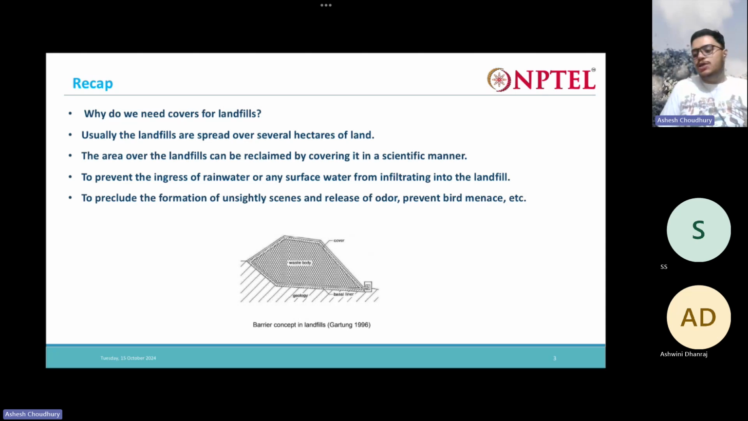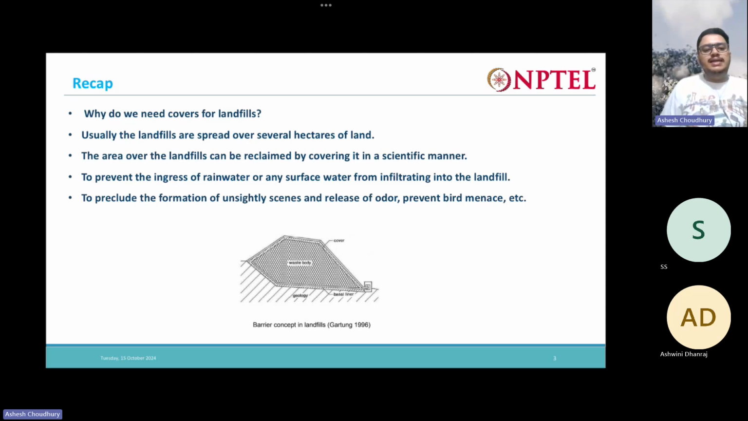Say you have constructed a landfill, and you have dumped waste over the years and now the landfill is completely full. Now how do we use that area again? What we can do is cover it with a landfill cover, and after that we can put soil over it and grow trees.